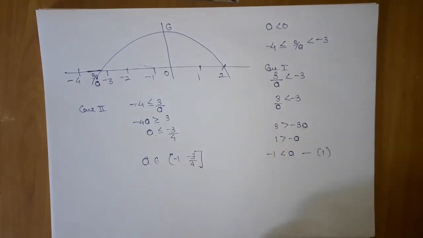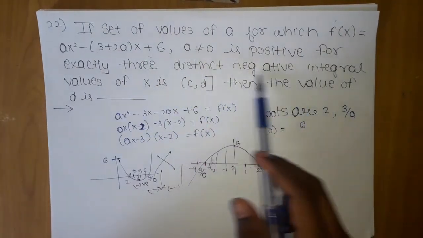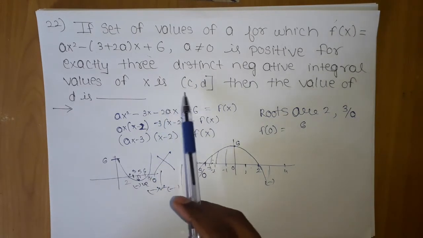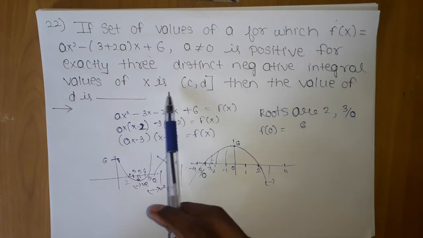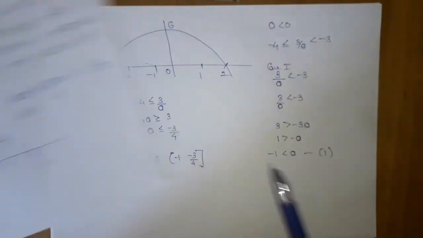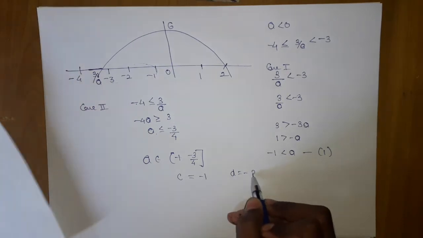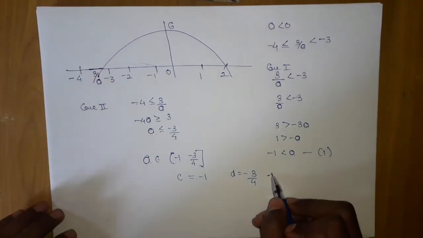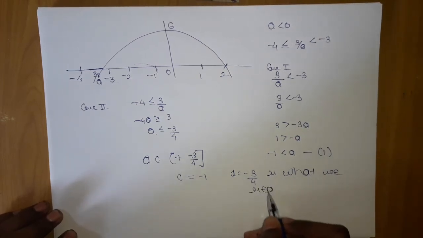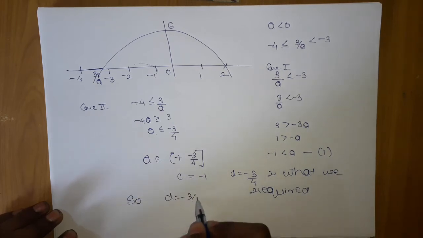Now if we compare it with what was given, the given thing was 3 distinct negative integral values of x for x belonging to c comma d, and d is closed, so it seems similar. From here we get c equals -1 and d equals -3 by 4, and d equals -3 by 4 is what we required, so d equals -3 by 4 is the answer.